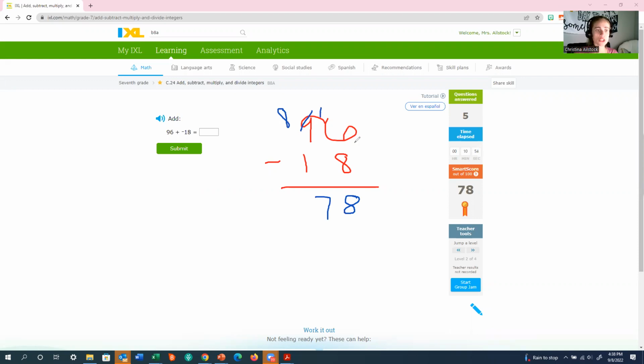-78. And we look back at our original problem, and we look to see which number is the larger absolute value. So remember, absolute value, because it is distance from 0, is always the positive version of the number. So we can just look at these numbers like 96 and 18. Well, which one's larger? 96 is larger than 18, and 96 is a positive number, meaning that wins out. And our answer will be a +78.